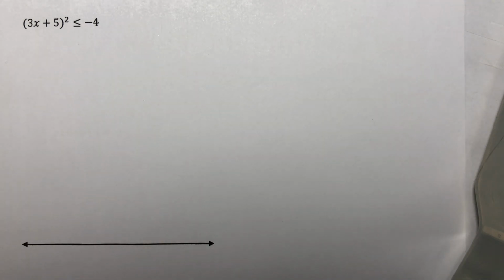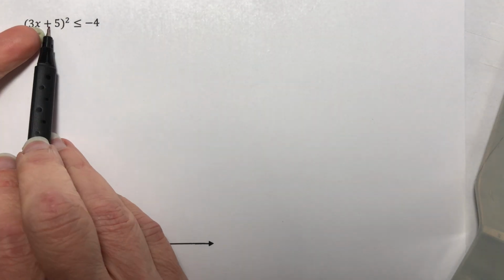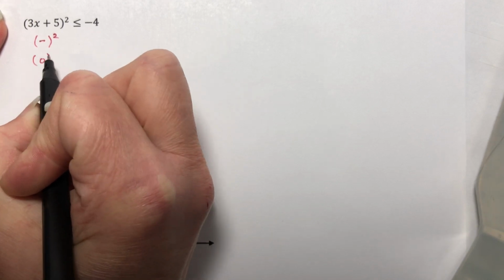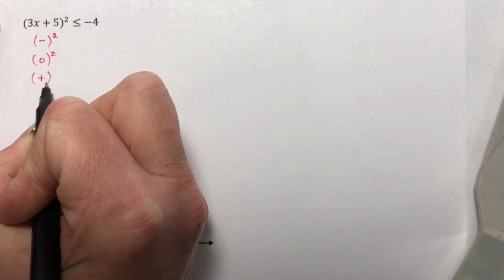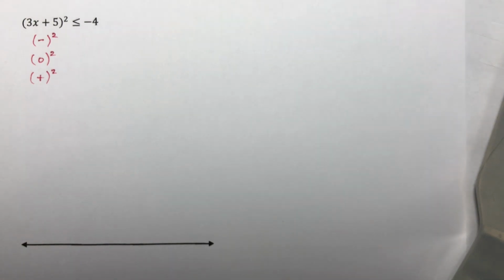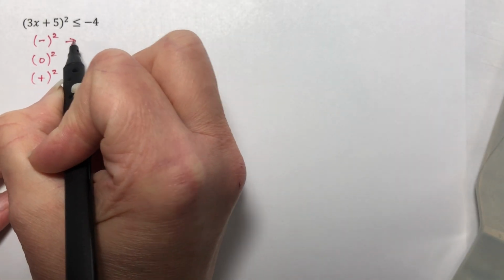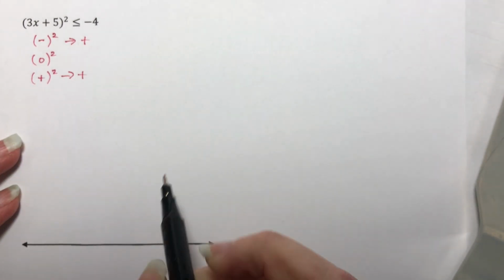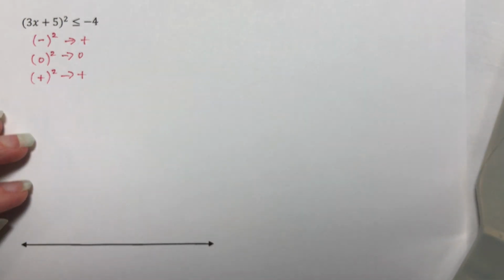Now I'm going to square that value. This number inside is either positive, in which case when you square it you get a positive, or it's negative, in which case when you square it you get a positive, or perhaps it's 0. No matter what number I plug in here, it's going to be a negative squared, a 0 squared, or a positive number squared. When you square a negative, you get a positive. When you square a positive, you get a positive. When you square 0, you get 0.